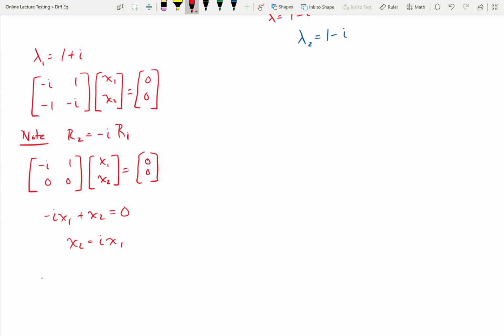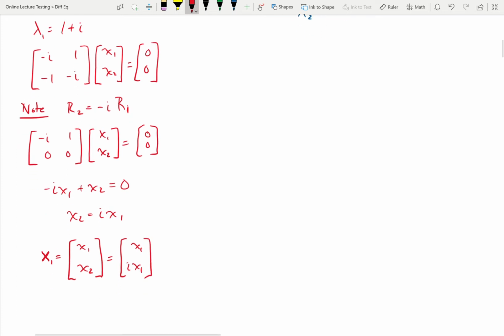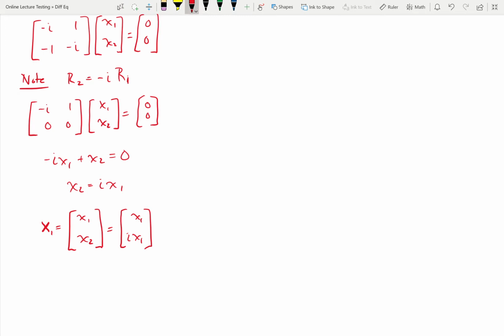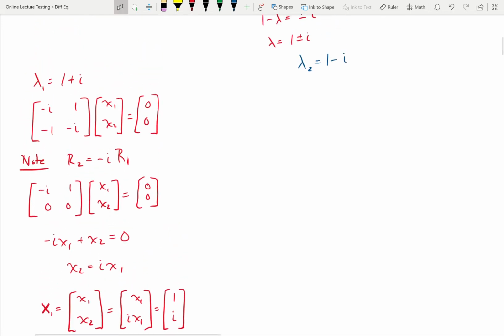So that means our eigenvector is of the form x1, x2. Another way that we could state that is x1 and i x1. So for any value of x1, we can find our eigenvector. I can plug in x1 equal to 1 and get 1, i as my non-trivial eigenvector.